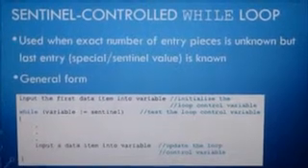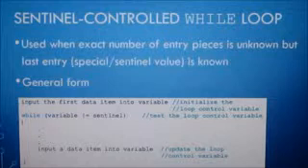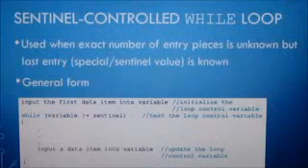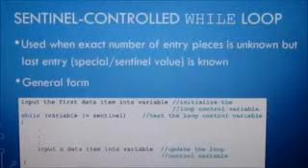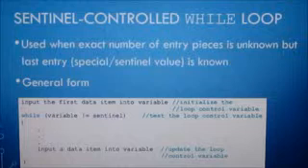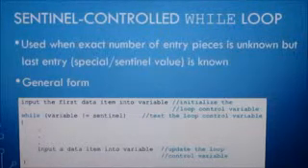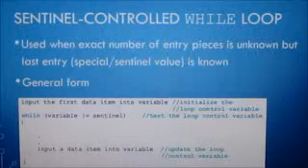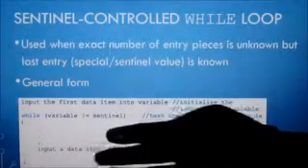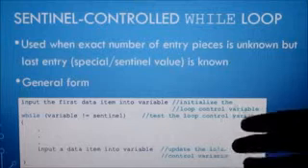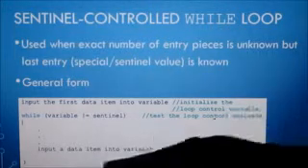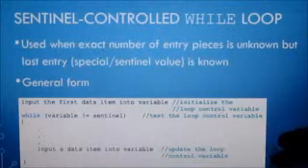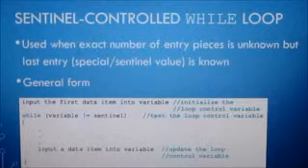Sentinel-controlled while loop. Used when the exact number of entry pieces is unknown but the last entry, a special or sentinel value, is known. General form: input the first data item into the variable to initialize the loop control variable. Then while (variable != sentinel) to test the loop control variable, then put braces. Input a data item into the variable to update the loop control variable, then close braces.